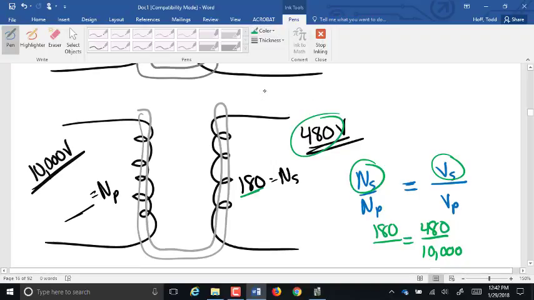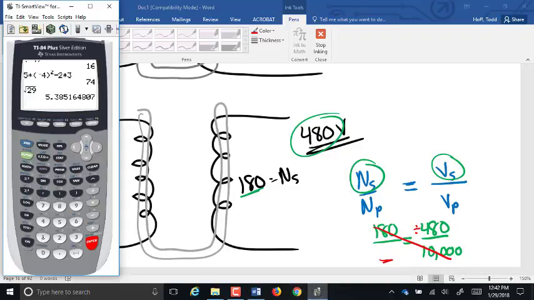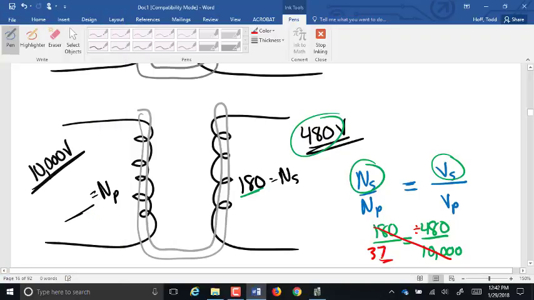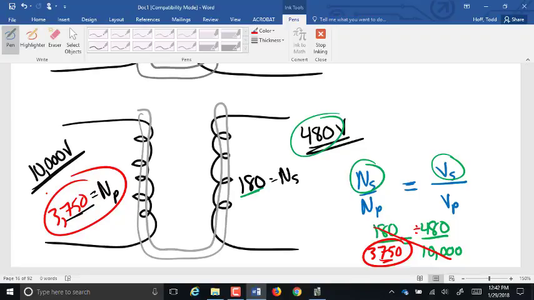So now I need to find the turns here. I'm going to cross multiply and divide. I'm actually going to pull the calculator out for this one. 180 times 10,000 divided by 480, 3750. So you need 3,750 turns on that coil. That's called a step-down transformer. It steps down the voltage to the usable voltage.